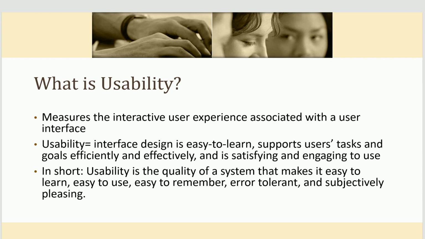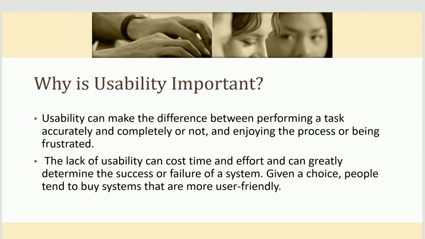Overall, usability is the quality of a system that makes it easy to learn, easy to use, easy to remember, error tolerant, and subjectively pleasing. So why is usability important? From the user's perspective, usability is important because it can make the difference between performing a task accurately and completely or not, and enjoying the process or being frustrated.